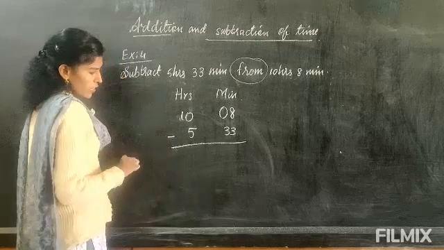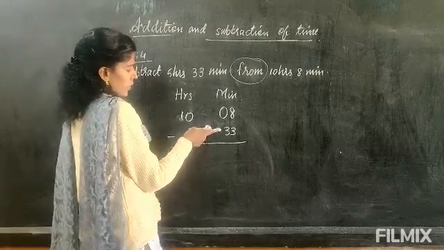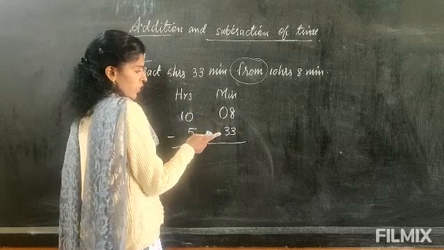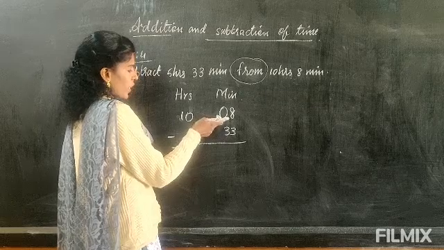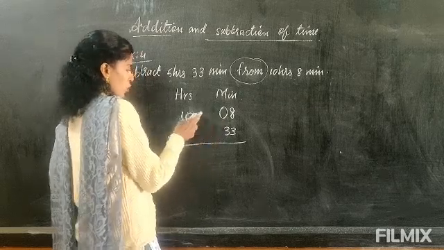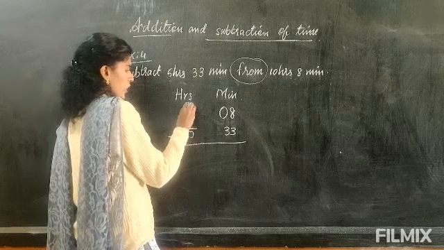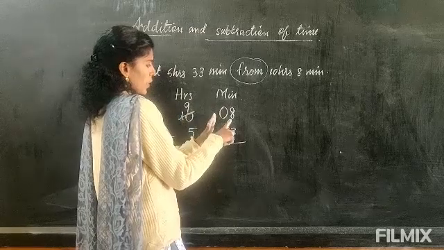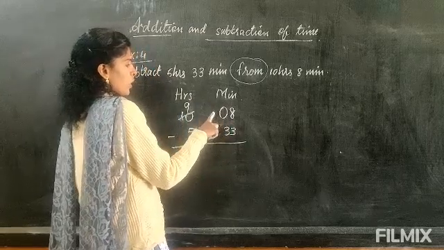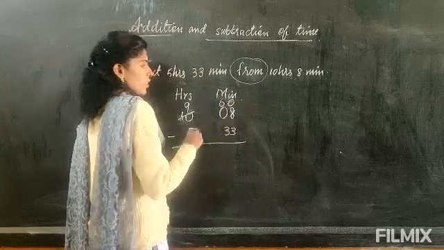So let's minus now. Listen here. You cannot minus here. It is 8 minutes and here 33 minutes. So 8 and 33, this is small and this is big. You cannot minus. So you have to borrow from here. So from 10 hours you will borrow 1. After borrowing, only 9 hours will be remaining. So that 1 hour borrowed will come here. So 1 hour is how many minutes? 60 minutes. So here it will become 60.